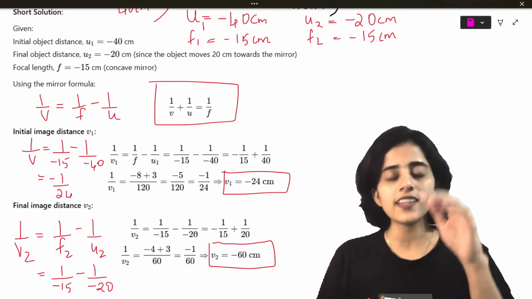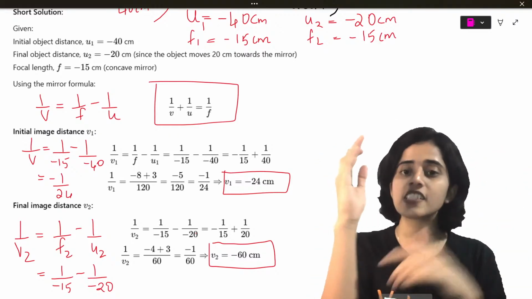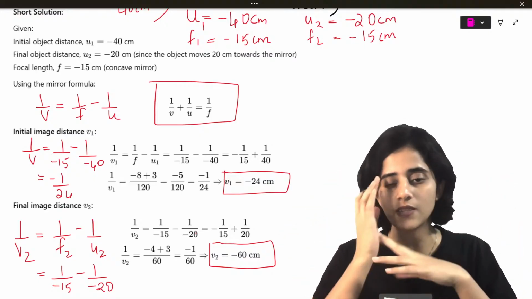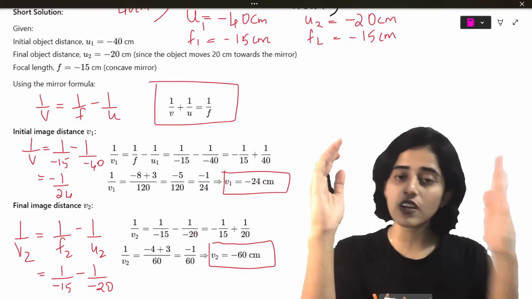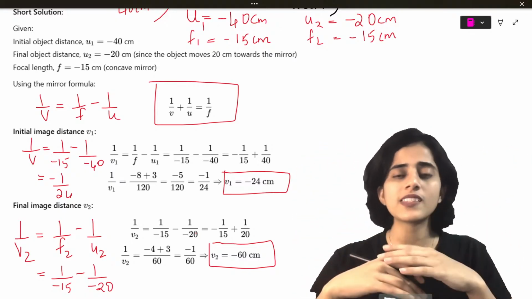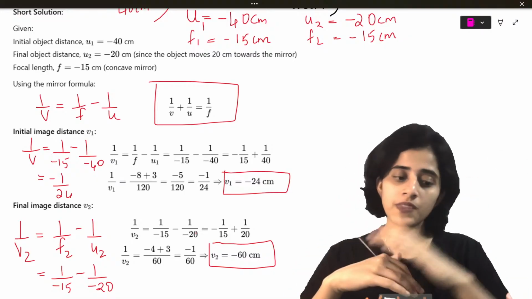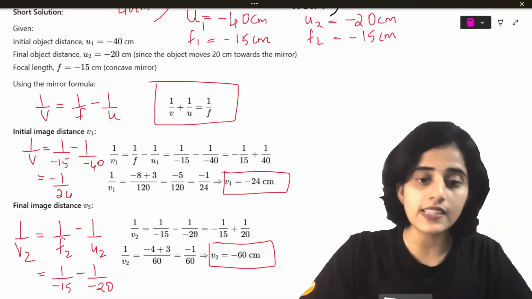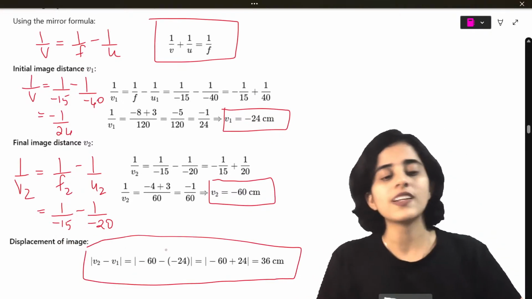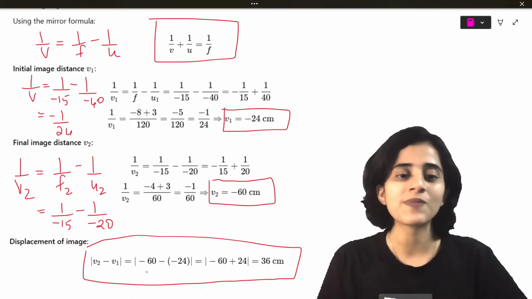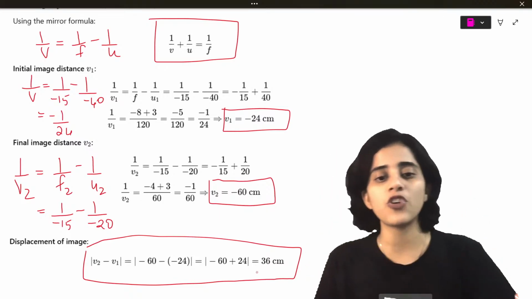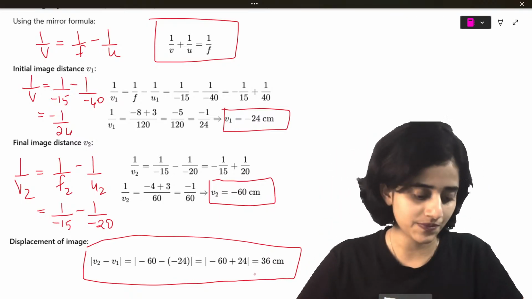So initially, when the object was 40 centimeter away from the mirror, the image was at 24 centimeter. Now, when the object moved 20 centimeter closer to the mirror, you can see that the image moved away from the mirror. The image is now at 60 centimeter. So the displacement, how much did the image move? Minus 60 minus 24, which is 36 centimeter.